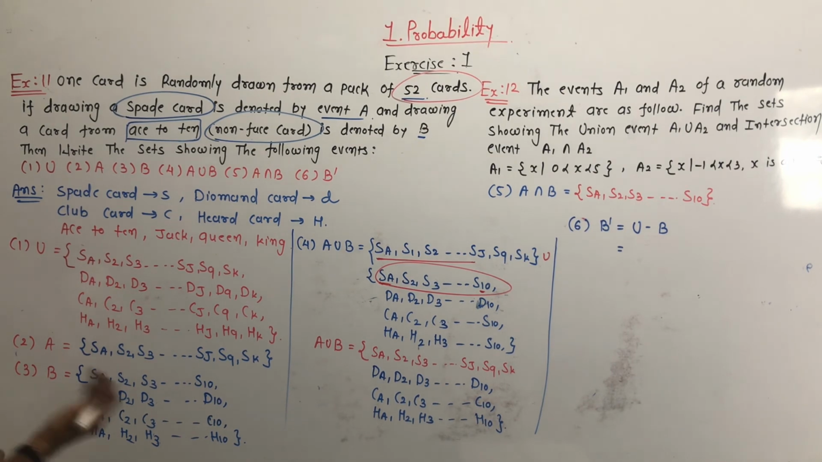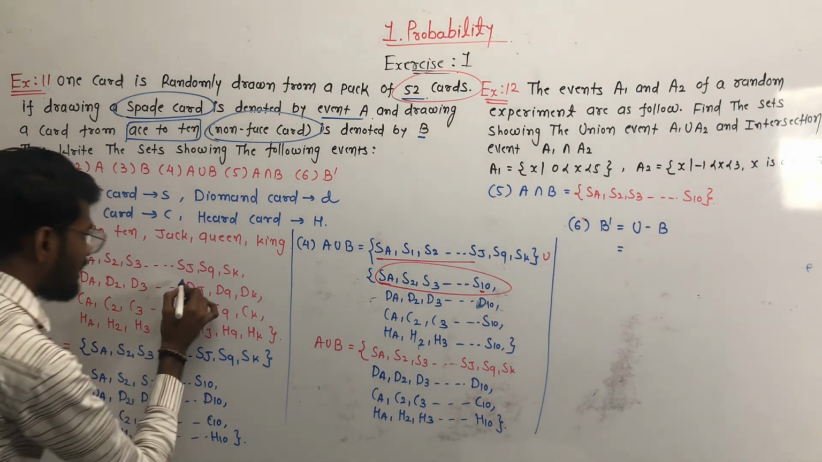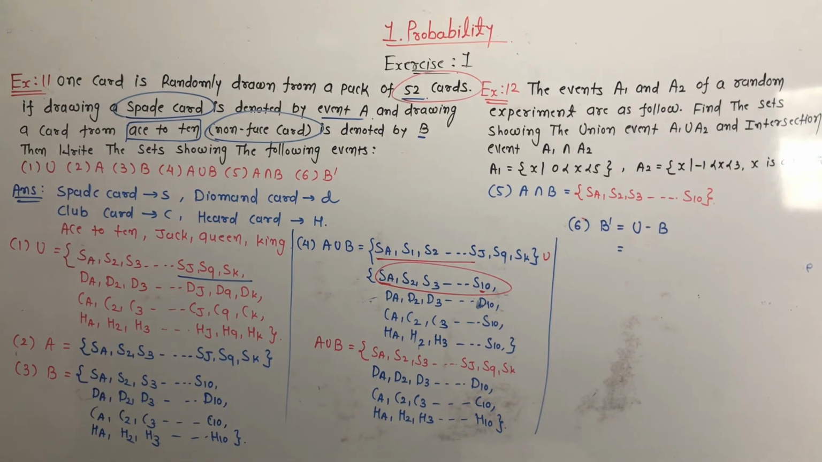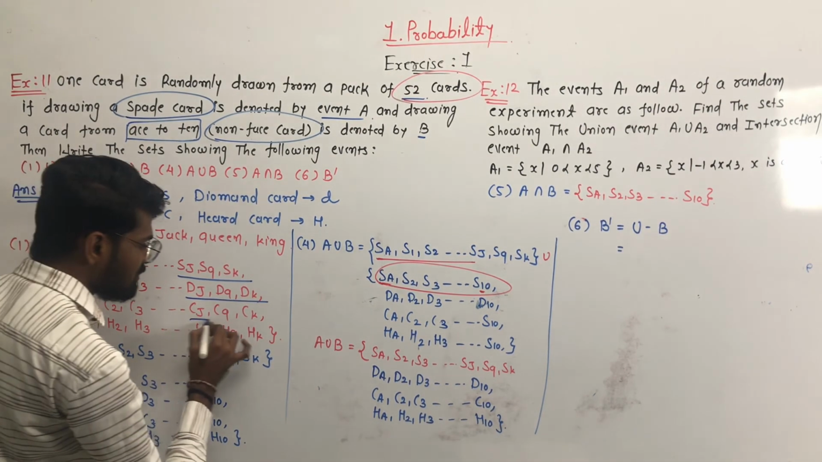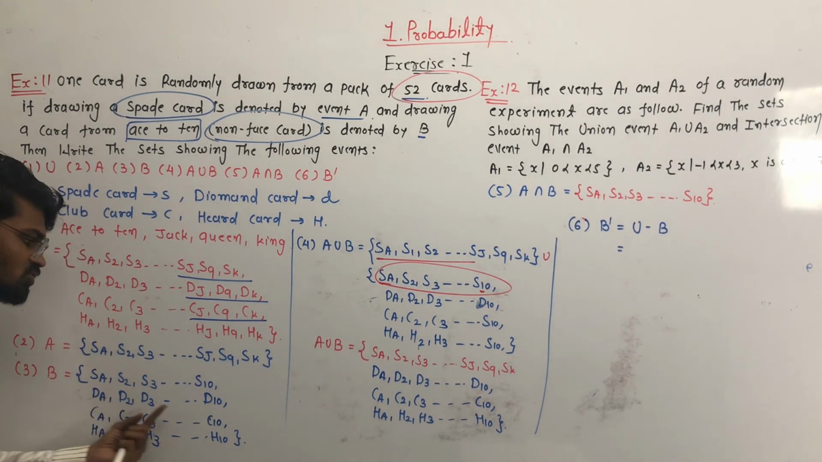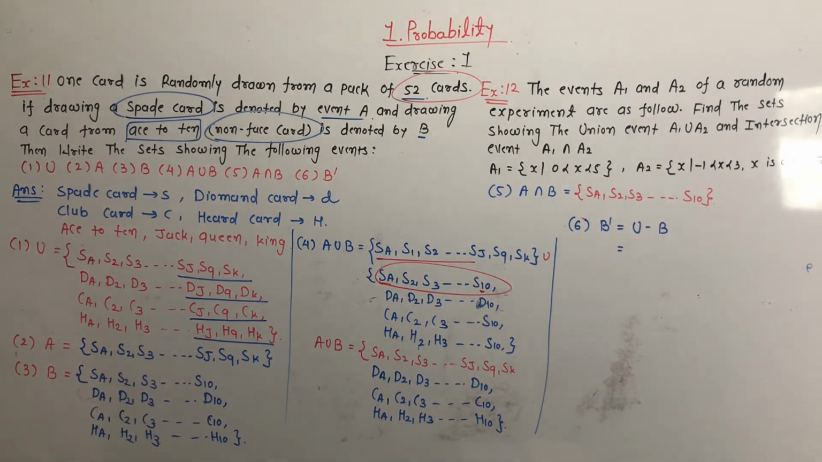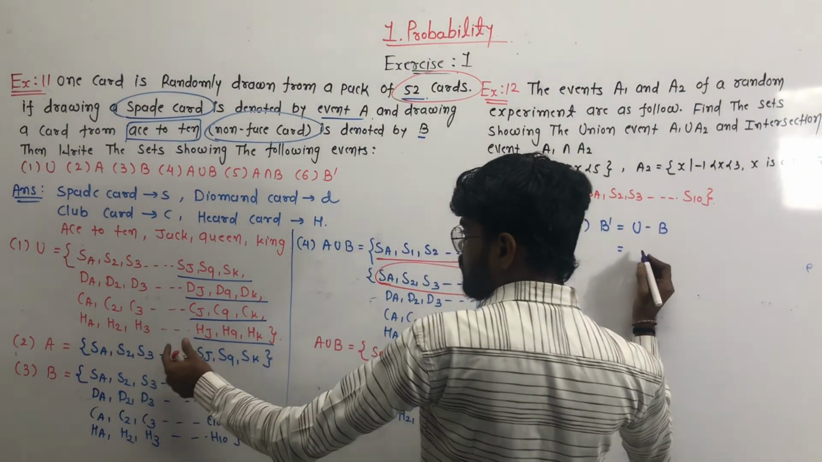Yes. Okay, then which elements will be remaining in the sample space? SA cancel, S2 cancel, dot dot dot, S10 cancel. So the remaining elements will be SJ, SQ and SK. And DA, D2, D3, so on, D10 will be cancelled and the remaining elements will be DJ, DQ and DK. Same, CA, C2, C3, so on, C10 will be cancelled and the remaining elements will be CJ, CQ and CK. Then HA, H2, H3, so on, H10 will be cancelled and the remaining elements will be HJ, HQ and HK.